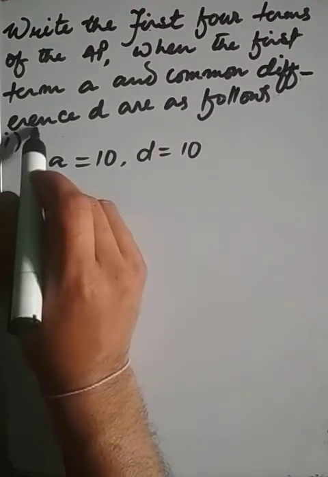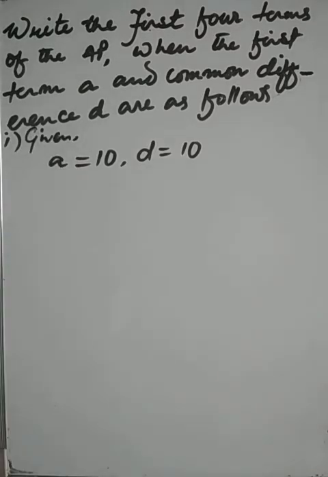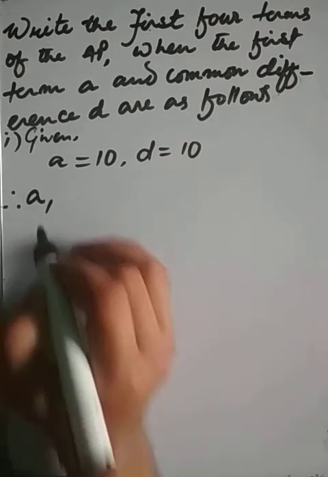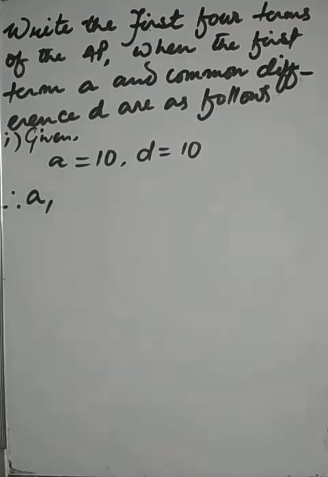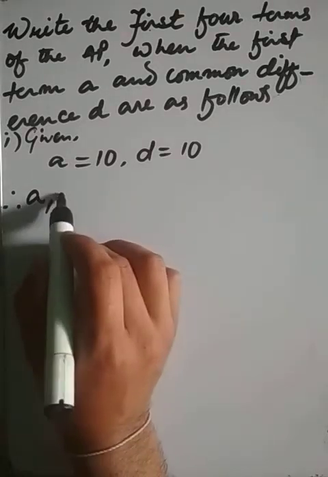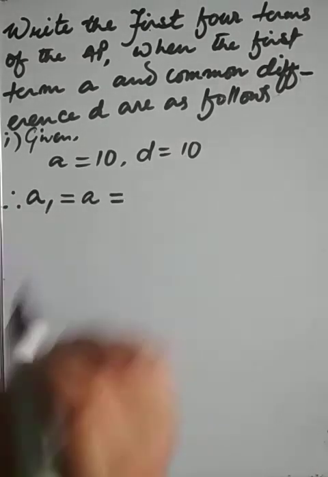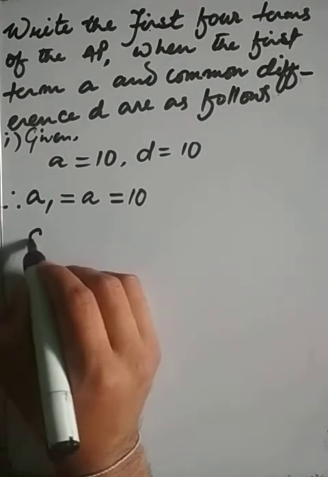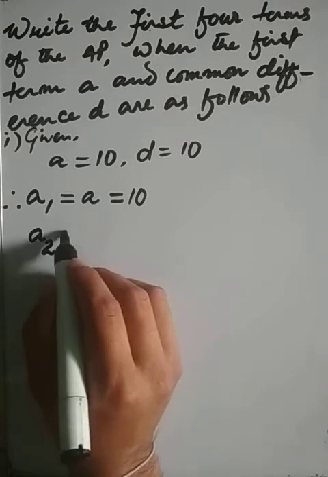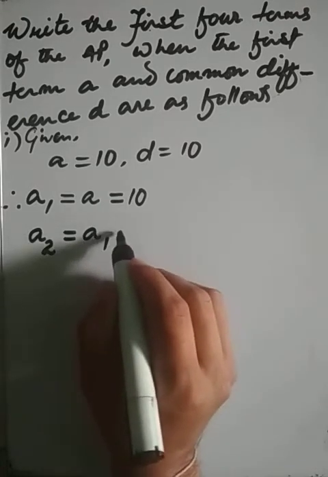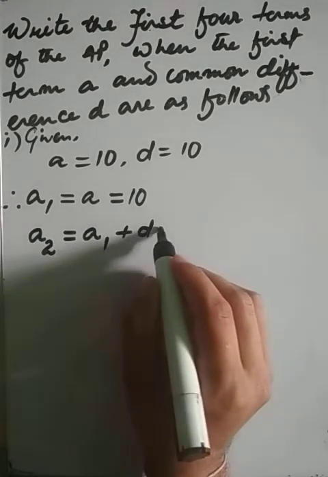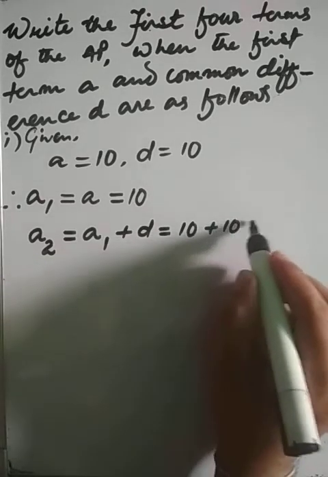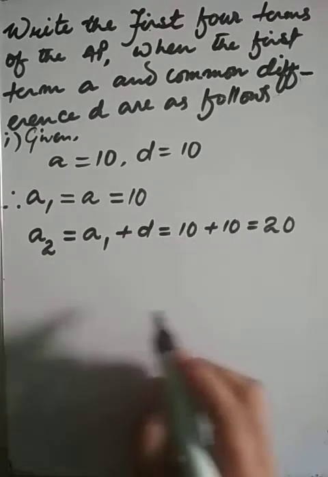So given, first term, therefore first term is represented with a1 or a. So a1 is equal to a. How much did they give in the question? 10. So here it is 10. Next, second term means a2. a2 is a1 plus d. a1 means we got here 10. 10 plus 10, we get here 20.